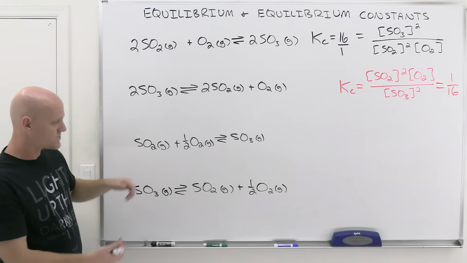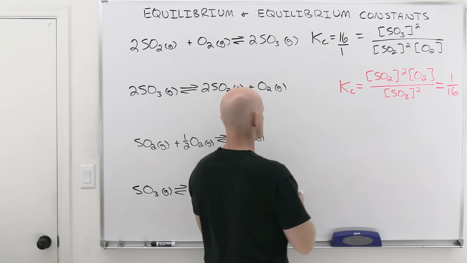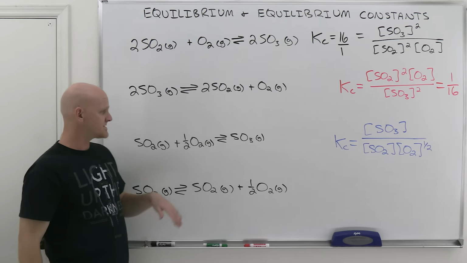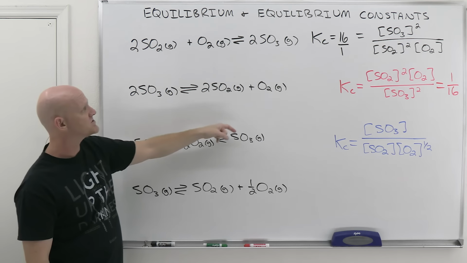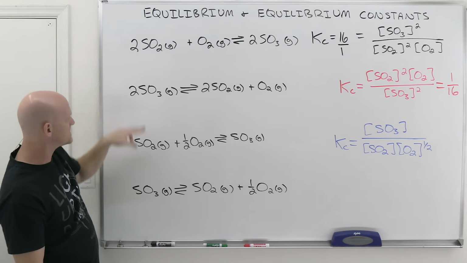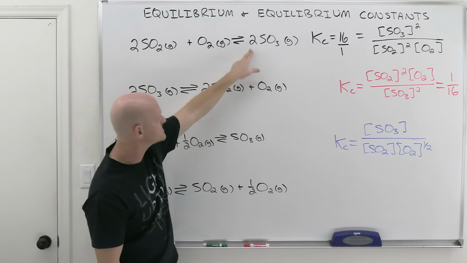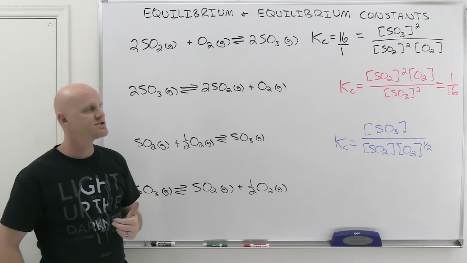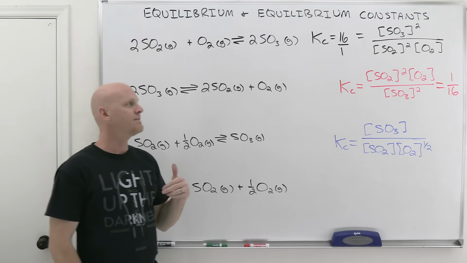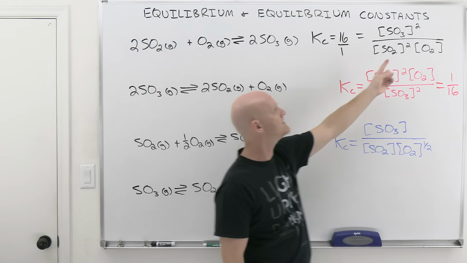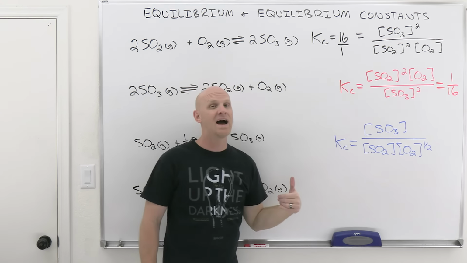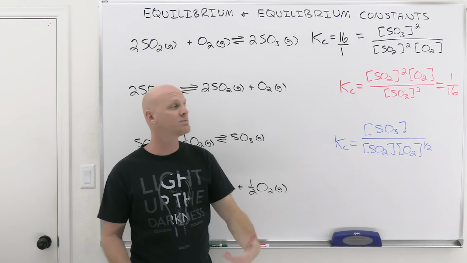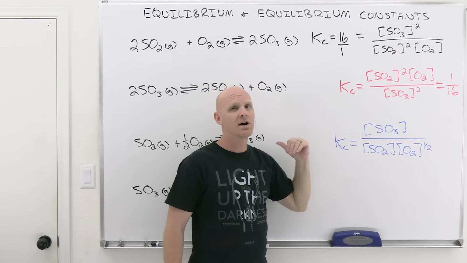Okay, so let's take a look at the next one here. Let's get a Kc expression up for this one as well. Okay, so for this next one here, relating it back to the first one again, it's in the same direction, but all the coefficients are cut in half. 2's become 1, 1's become 1/2, 2's become 1. And with all the coefficients cut in half, don't forget that in the equilibrium constant expression, your coefficients show up as the powers. And so if you're cutting all the coefficients in half, you're cutting all the exponents in half in your equilibrium constant expression.